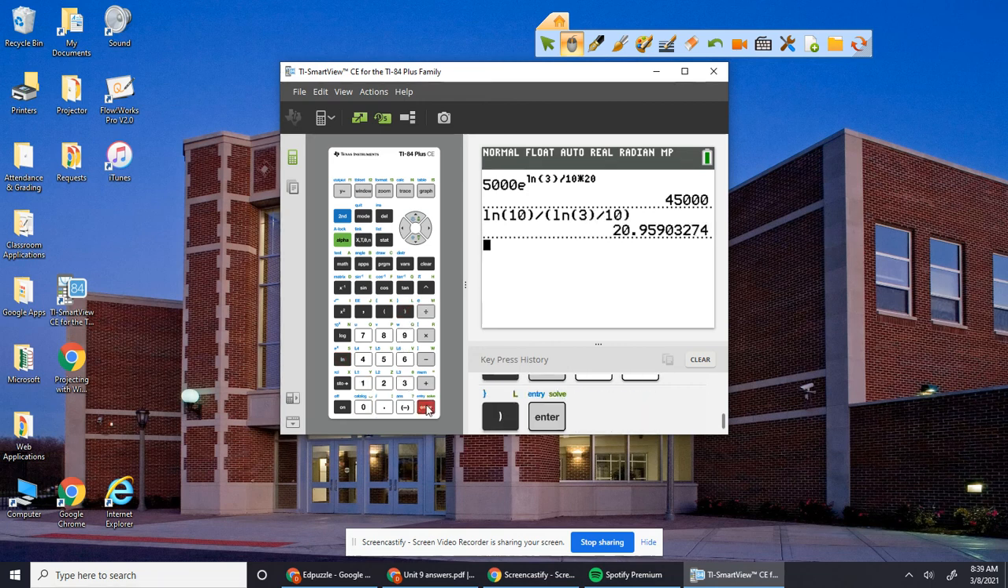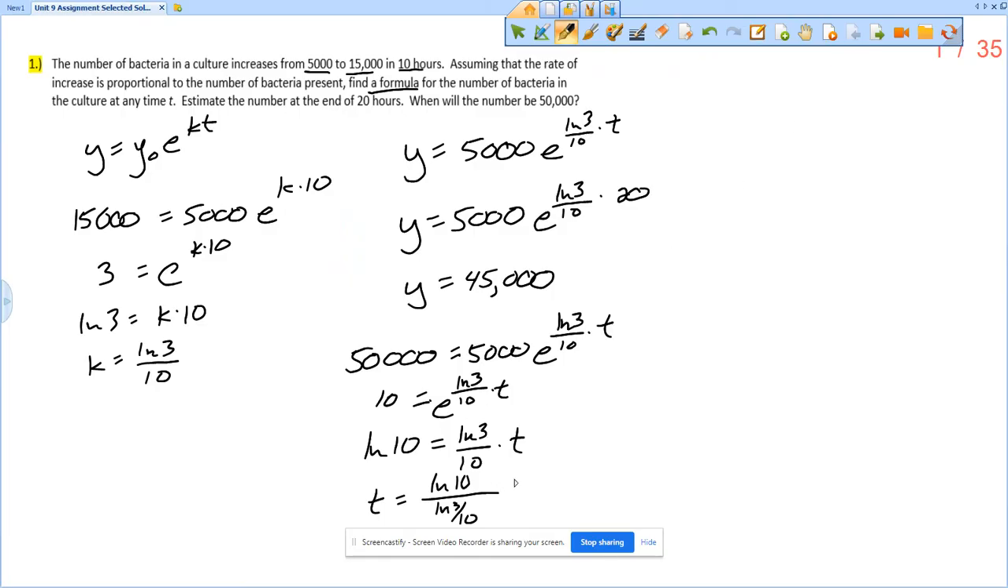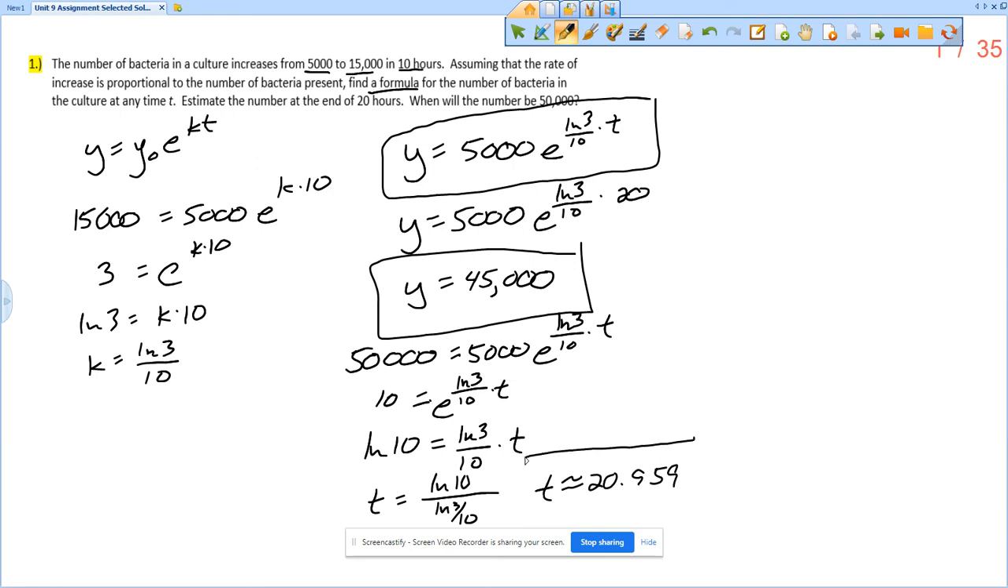And so now we get our value here, 20.959. So t is approximately 20.959. We always want 3 decimal places there. So the first part is this answer, then 45,000, and then t equals 20.959. And the unit there would be hours, because that's the unit of time that we are using here. All right, so that is problem number one.